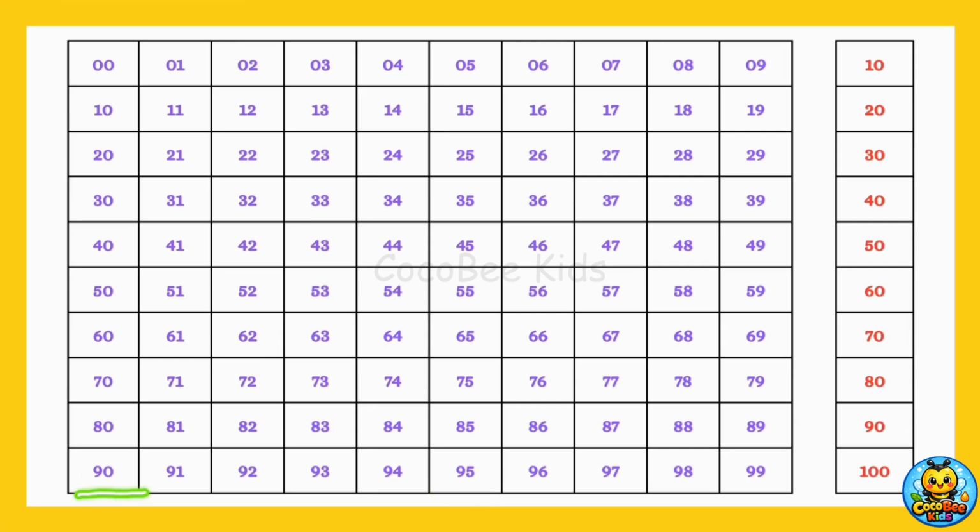Which family does the number 95 belong to? It belongs to the family of 90s. And 95 lies between? 90 and 100. Which family does the number 84 belong to? It belongs to the family of 80s. And the number 84 lies between? 80 and 90. Which family does the number 98 belong to? It belongs to the family of 90s. And the number 98 lies between? 90 and 100.